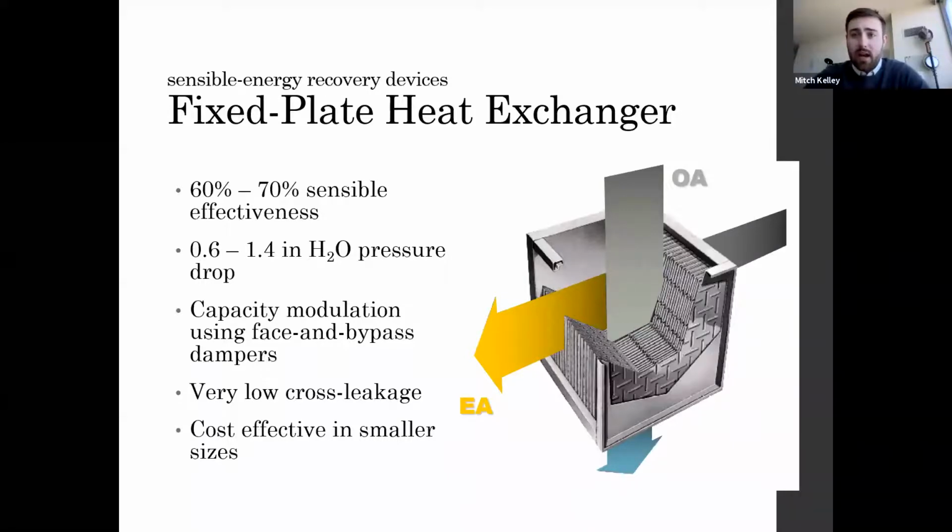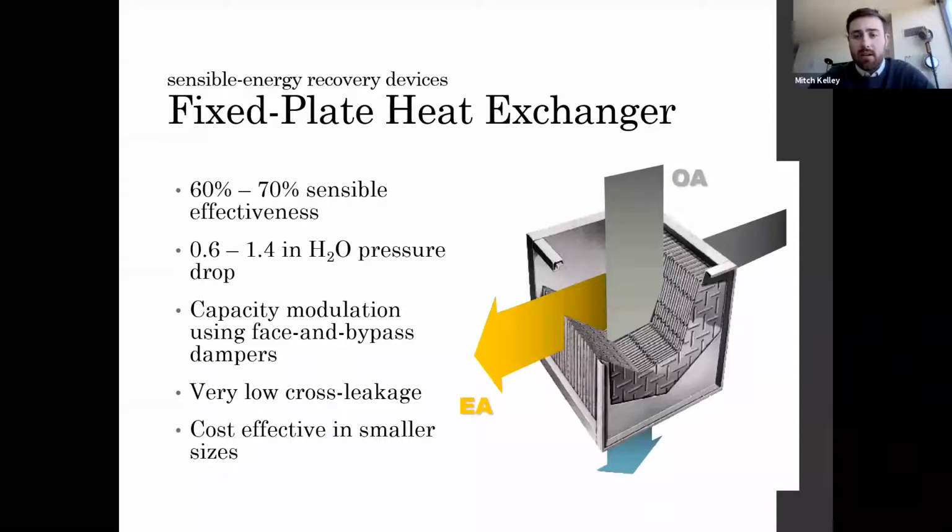Now, the pressure drop here is higher. You typically see 0.6 to 1.4 inches of water column through this device. Capacity modulation is usually accomplished using a face and bypass damper. The high efficiency plates with sensible recovery have a high frosting potential, again, because it's a sensible only device. It doesn't remove any moisture from that return airstream. So some method of frost protection, a diverting damper or preheat, is always going to be required when using this in this environment.